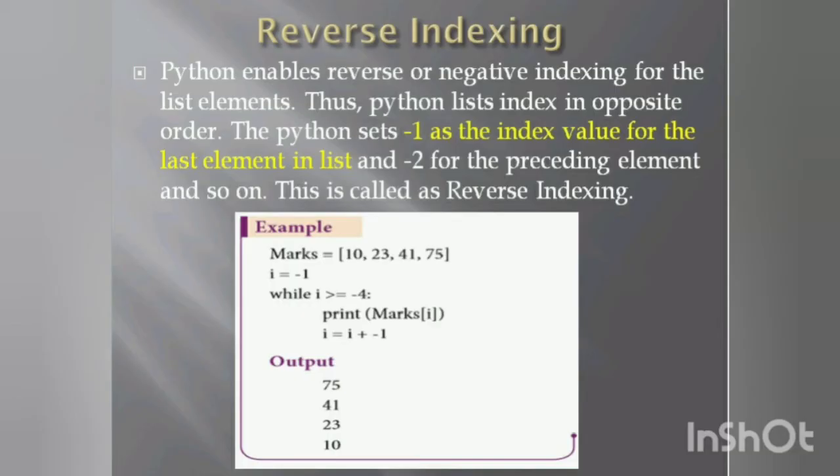Clear? Now we'll see about reverse indexing. Python enables reverse or negative indexing for the list elements. Thus, Python can index a list in opposite order.